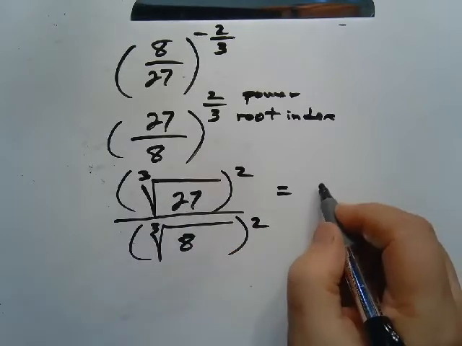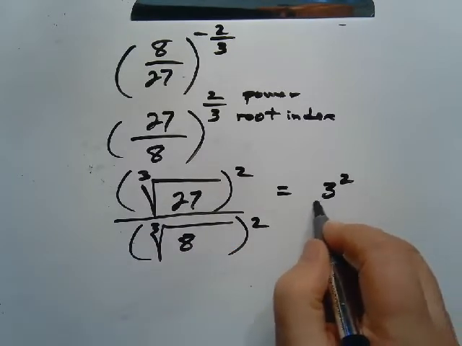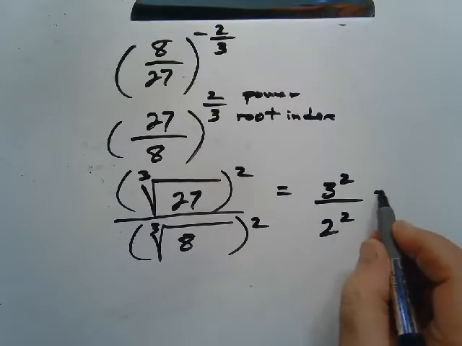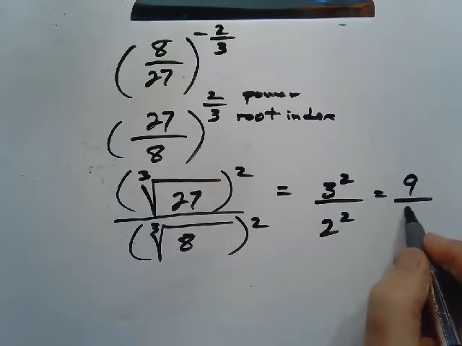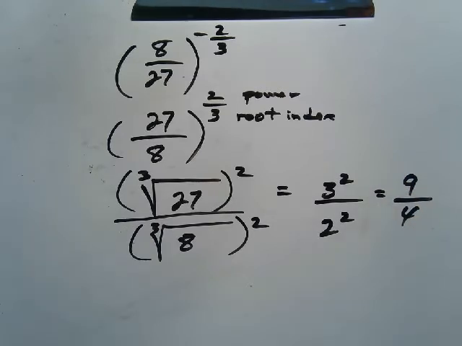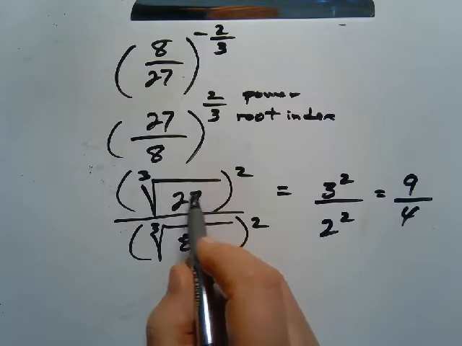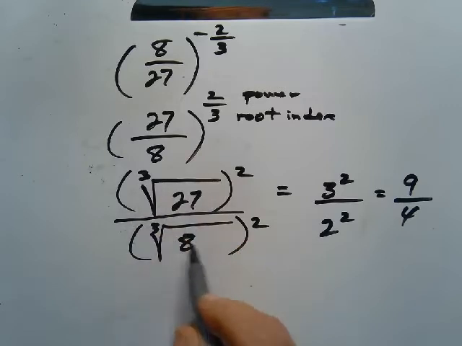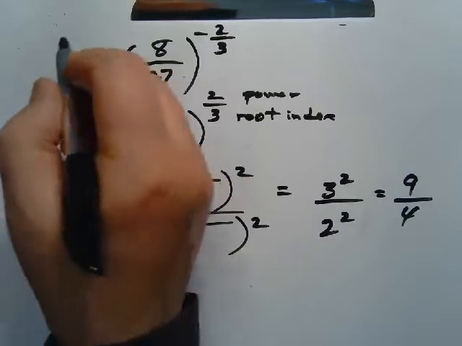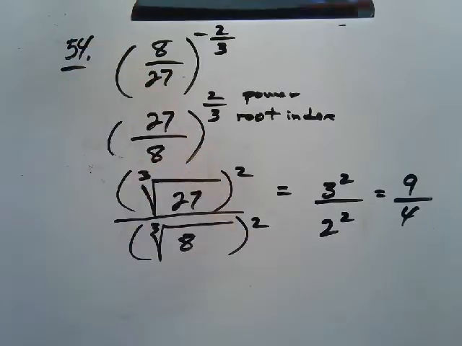Well, the cube root of 27 is 3 squared, and the cube root of 8 is 2 squared, so I end up with 9 over 4, 9/4. Correct answer here is 9/4. You could have put the square underneath here, but then you'd have more work to do. Taking the cube root first of both of these was easier. Okay, this was number 54 here. Number 54.